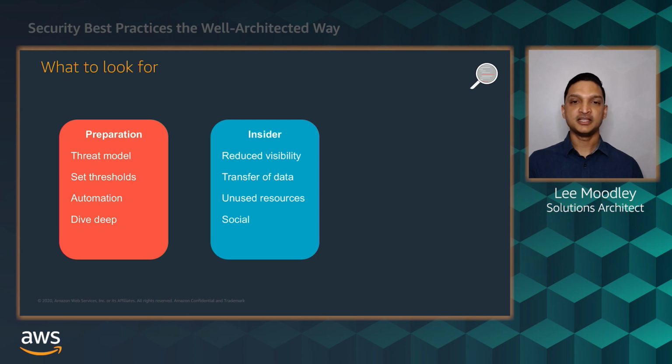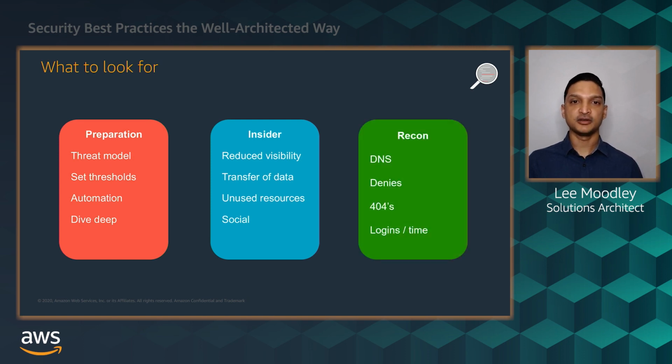Insiders can be intentional or unintentional, so check for where you've lost certain visibilities on your dashboards or any unused resources that could be used to exploit your application. And lastly, we have recon. Recon is really important. Take a look at something like your DNS logs, for example, at a /admin or a /login page, and compare those connection pattern behaviors to your actual logins to determine whether this is normal or abnormal behavior.